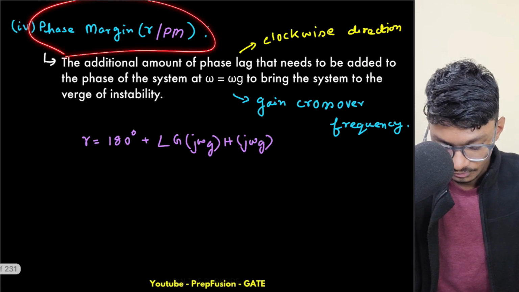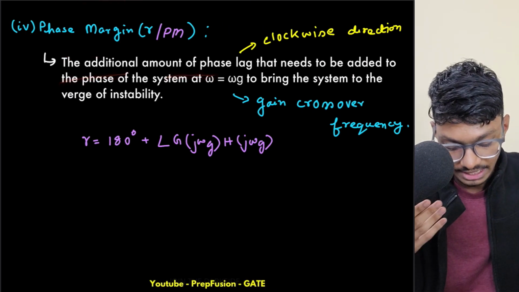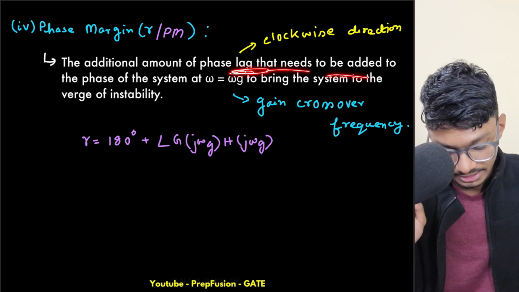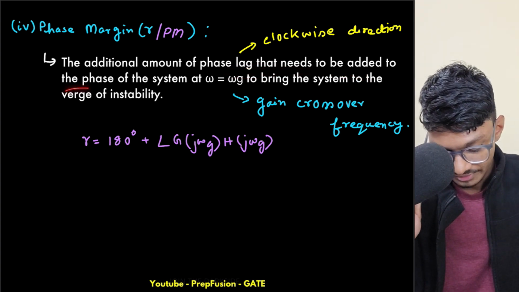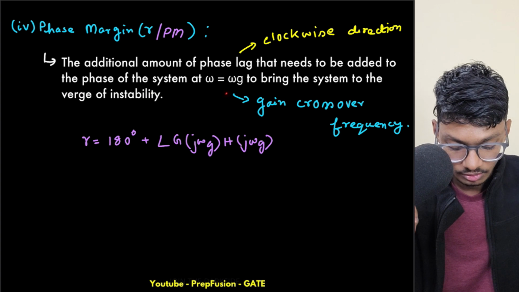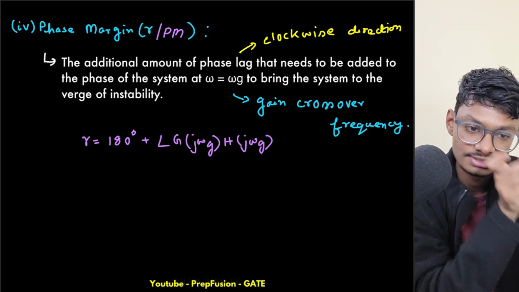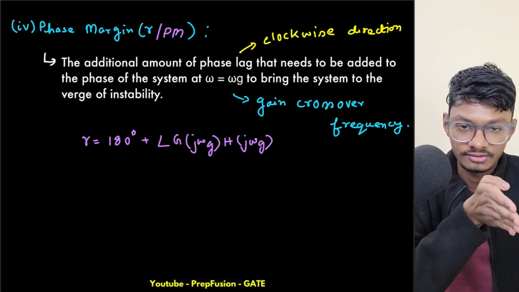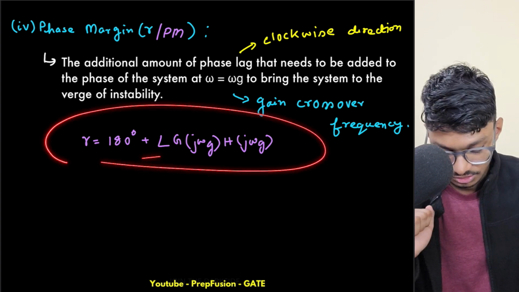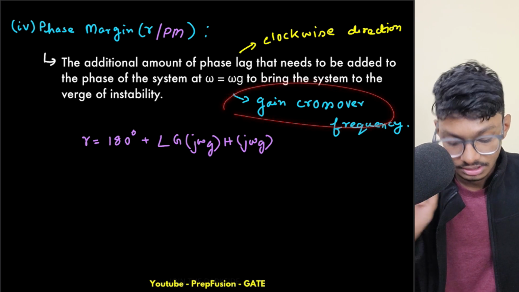What is the phase margin? Phase margin is the additional amount of phase lag, remember lag, that needs to be added to the phase of the system at omega equals omega g to bring the system to the verge of instability. Basically, how much phase is left for it to cut the negative real axis, which is at the gain crossover frequency.